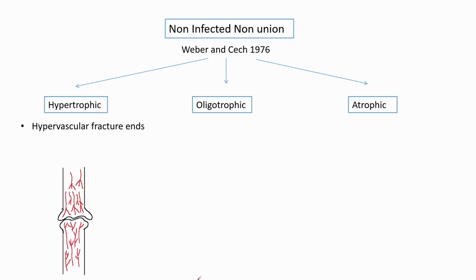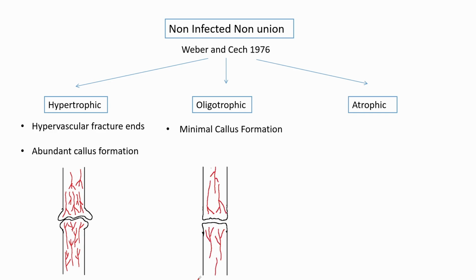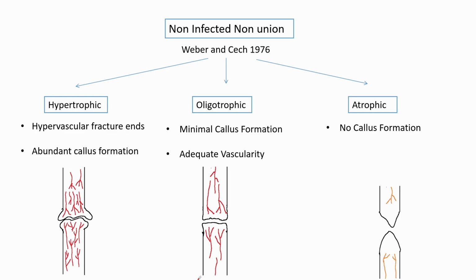Hypertrophic non-union is characterized by hypervascular fracture ends and abundant callus formation. Oligotrophic non-union has minimal callus formation along with adequate vascularity of the fracture ends, whereas in atrophic non-union, there is no callus formation and there is impaired vascularity of the fracture ends. So we can see that in hypertrophic and oligotrophic types, there is both some degree of callus formation and presence of vascularity. So these two types are known as biologically active non-unions, whereas atrophic type is known as biologically inactive non-union.